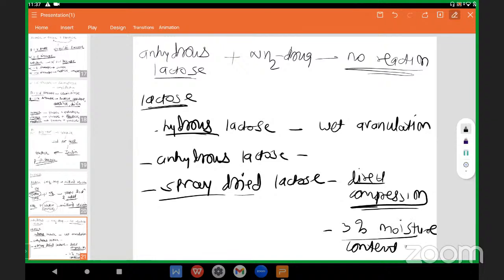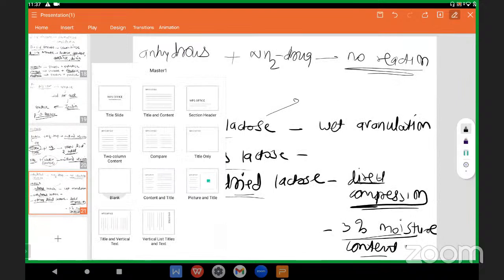So three categories of lactose are quite important. Whenever you use lactose as a diluent, there is hydrous lactose, which will show the Maillard reaction. To overcome this issue, we go with anhydrous lactose, and the third category is spray dried lactose, which we mainly use for direct compression, having 3% moisture content. Clear this point?